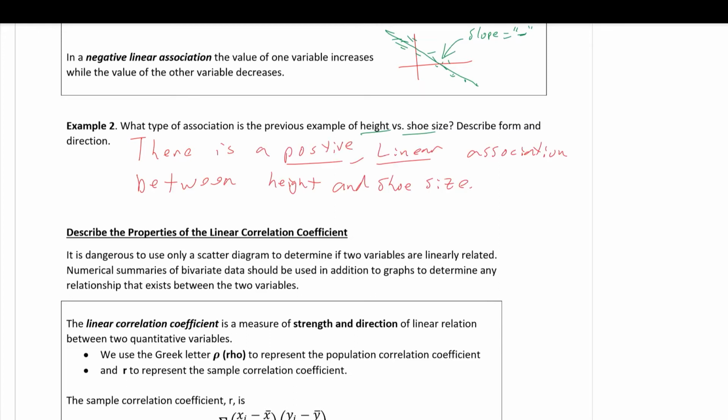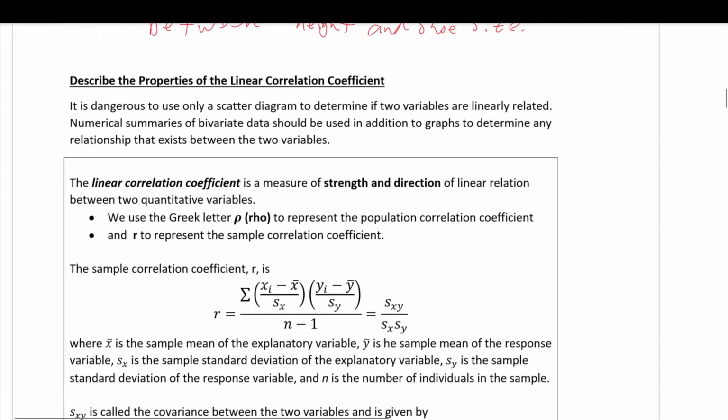Now, you notice that we didn't really do much math there. All we did was look at something and give it names, but it didn't seem very robust or rigorous. So that's where that third attribute comes into place, and that is the strength. We're going to introduce a thing called the linear correlation coefficient. This is a measure of strength and direction of the linear relationship between two quantitative variables.